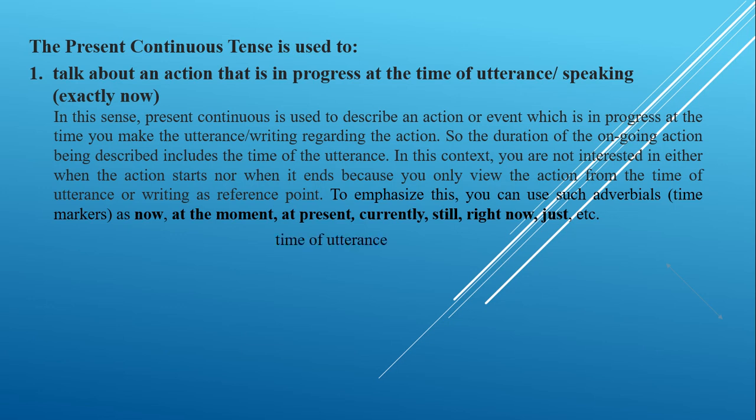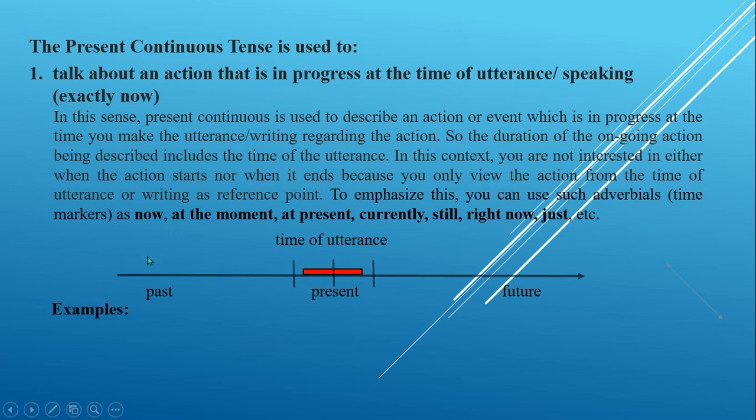Now, to give a clear picture regarding the situation, the context, we have the timeline below, going from left to right. We have the past on the left-hand side, the future on the right-hand side, and the present at the center. This line indicates time of utterance. This red square represents the duration of the action being described. Now let's take a look at some sample sentences.